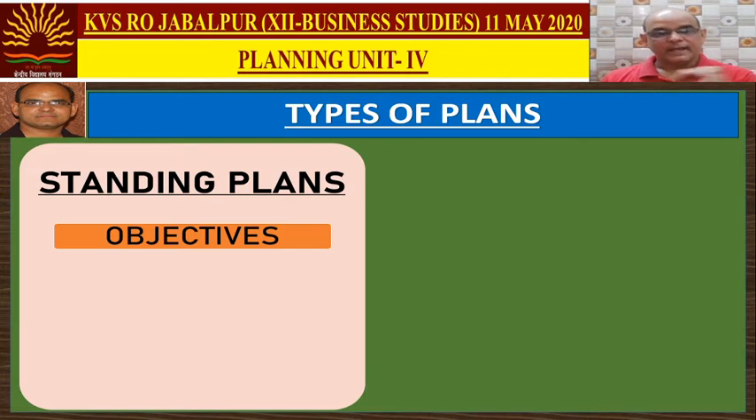Underline end points. Objectives are the end points towards achievement of which all organizational activities are performed. Be very clear, objectives means these are the end points. For example, the Indian team is going to participate in the World Cup. So what will be the objective? To win the World Cup. These are the end points, last goals, final goals.